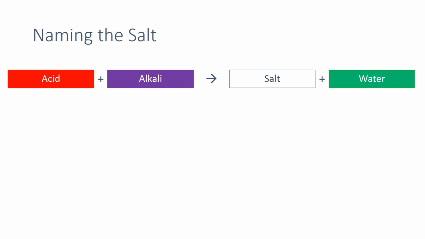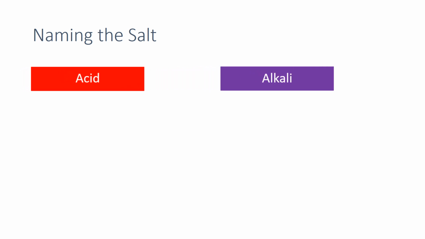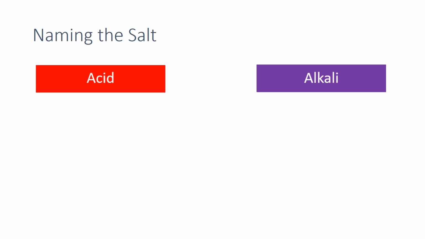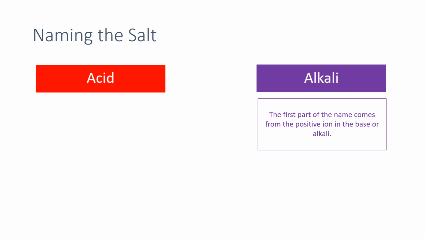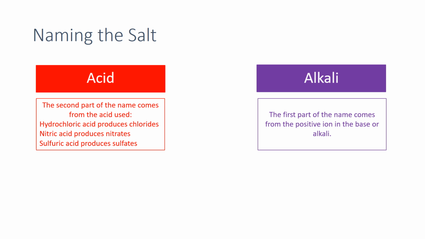The skill that you need to learn is how to name the salt, and hopefully you can see from that previous example how you might go about doing this. It's important that we focus on the acid and the alkali, as these will provide the name for the salt. The first part of the name comes from the positive ion in the base or alkali, and this is always the first part of the name. The second part comes from the acid used.